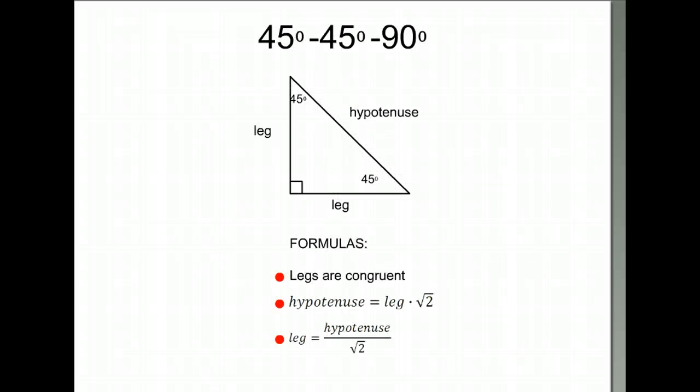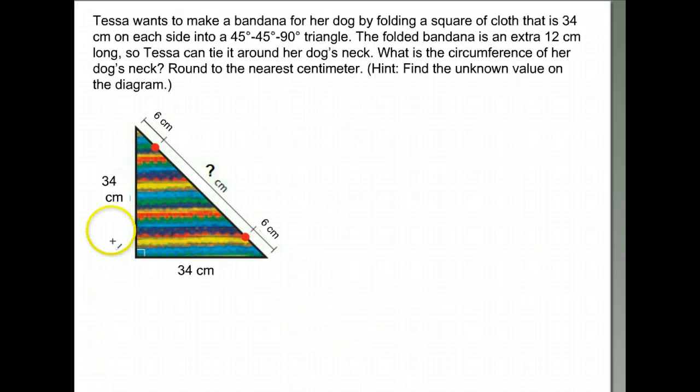Okay. All right, let's go then. Okay, so again, that's your 45, 45, 90. We have kind of an application problem about a dog and their handkerchief.